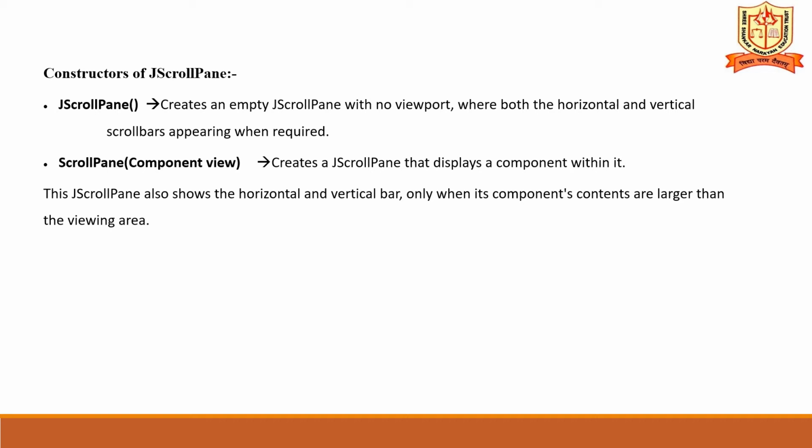The first constructor creates the empty scroll pane with no viewport, where both the horizontal and vertical scroll bars appear when required. The second constructor creates the scroll pane that displays a component within it. This JScrollPane always shows the horizontal and vertical scroll bar only when its component's contents are larger than the viewing area. We will see in the example how these constructors are used.